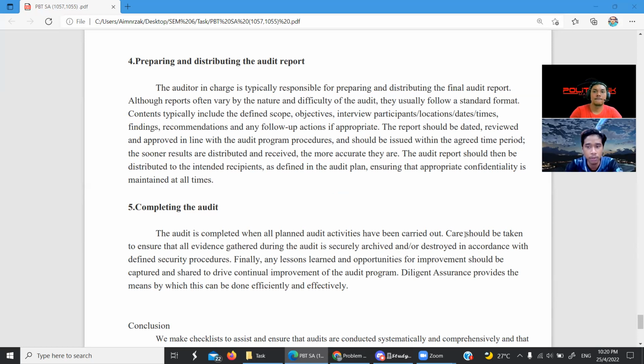The audit report should then be distributed to the intended recipients as defined in the audit plan, ensuring the appropriate confidentiality is maintained at all times.